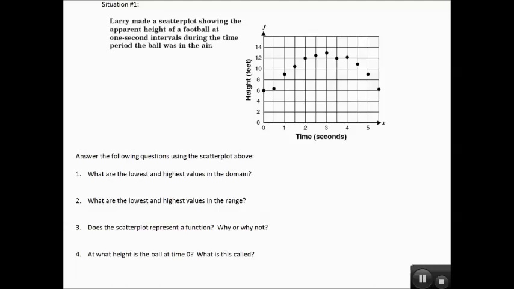Larry made a scatter plot showing the apparent height of a football at 1-second intervals during the time period the ball was in the air. So let's take a look at this graph. So Larry, who we're assuming is about 6 feet tall, throws the ball in the air and somebody else about the same height catches it. So we're looking at this happening over a period of time.